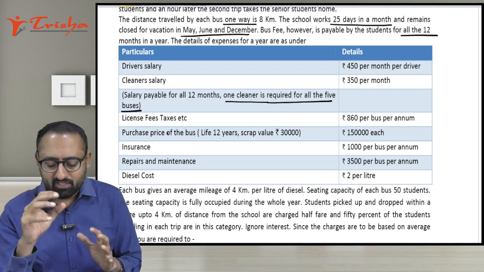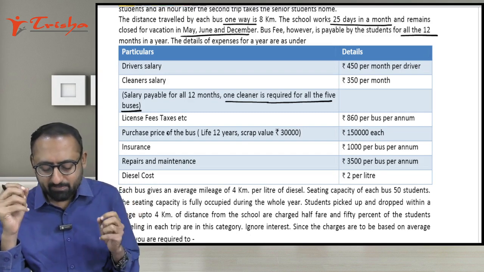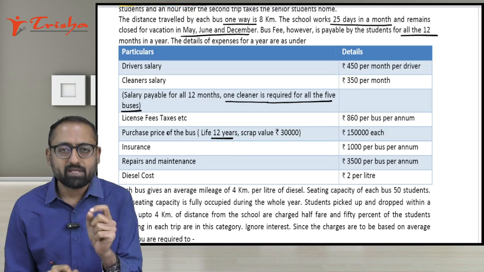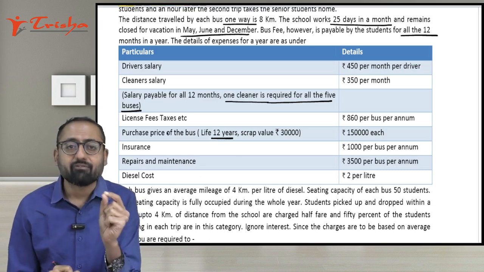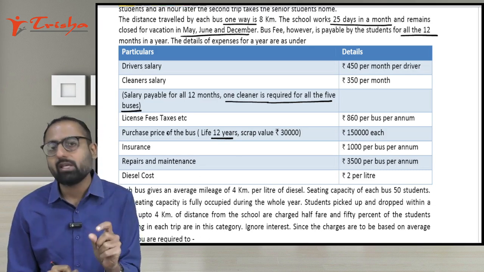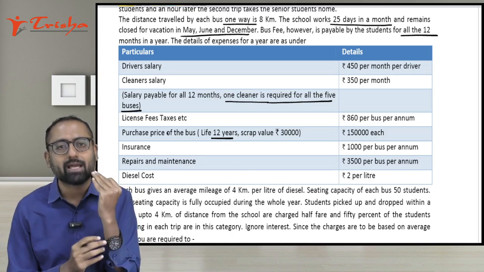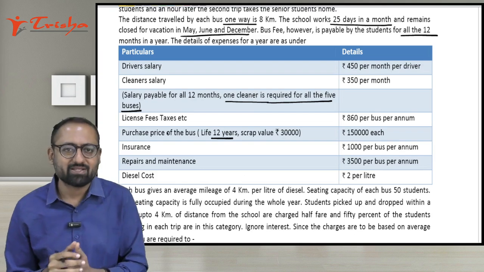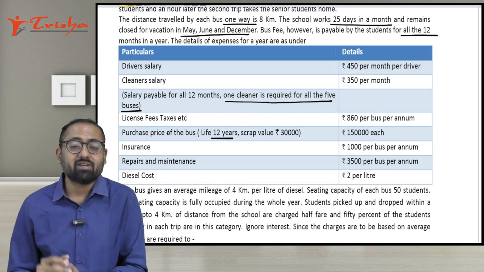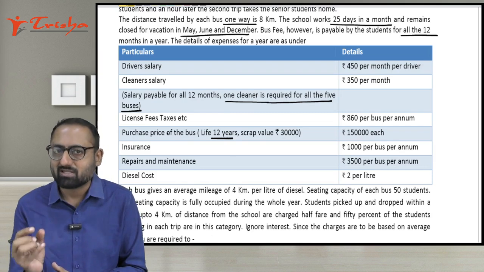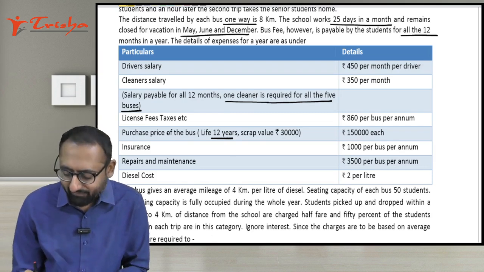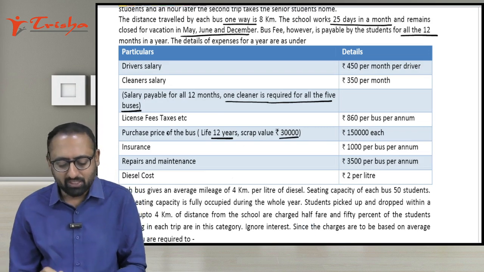License fee and taxes will also be standing charges. Purchase price of the bus, life is 12 years. I told you, depreciation will be considered a fixed expense. Standing charges only if depreciation is dependent on time. If the life of the vehicle is given in years, then it will be a standing charge. But if the life is given in kilometers, then you are going to consider it as a running expense, that is a variable expense. Next one, scrap value is 30,000 and the price is 1,50,000 each.